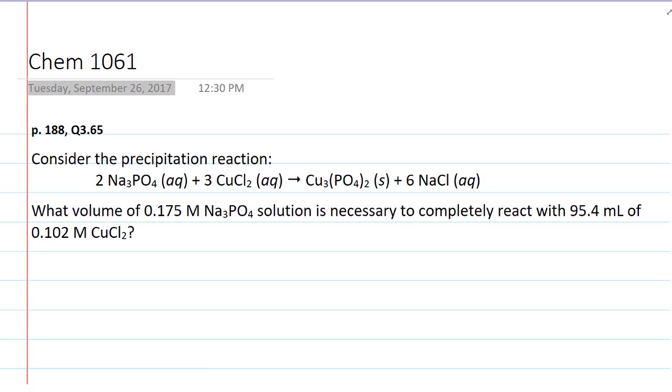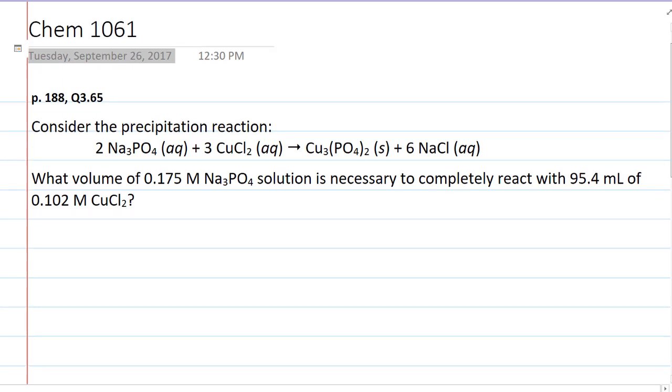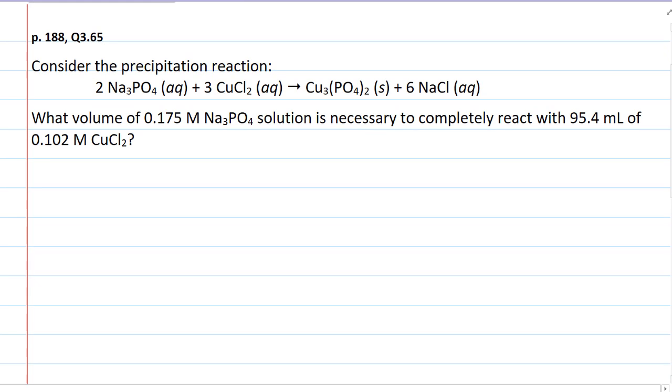So let's look at this particular one. This is from page 188. This is question 3.65. It says to consider the precipitation reaction showing 2 moles of sodium phosphate reacting with 3 moles of copper 2 chloride reacting to produce copper 2 phosphate and 6 moles of sodium chloride. And the question is, what volume of 0.175 molar sodium phosphate solution is necessary to completely react with 95.4 milliliters of 0.102 molar copper 2 chloride?